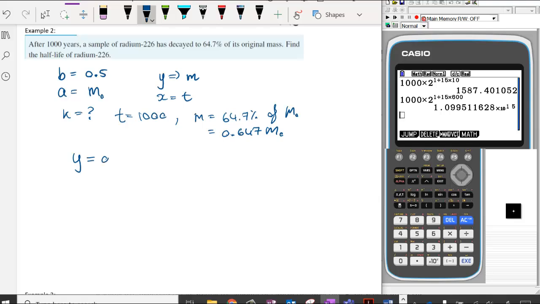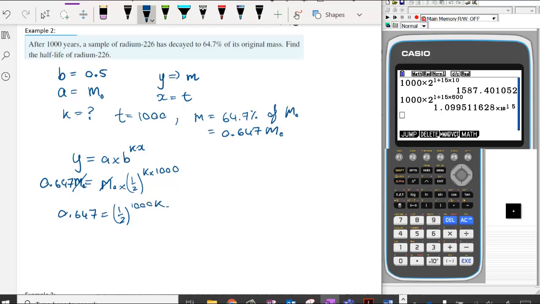Now y is equal to a times b to the kx, where a is m0, b is 1/2, k is unknown, and we have time, which is 1,000 years. y will be equal to 0.647 m0. Now, if we divide both sides by m0, this cancels, and we've got 0.647 is equal to 1/2 to the power of 1,000k.